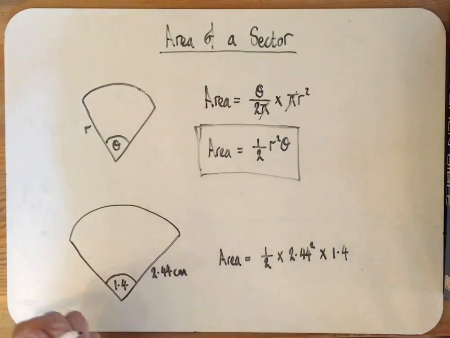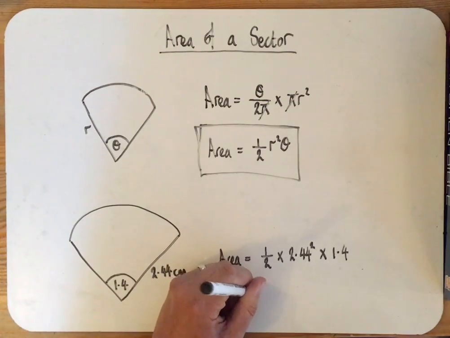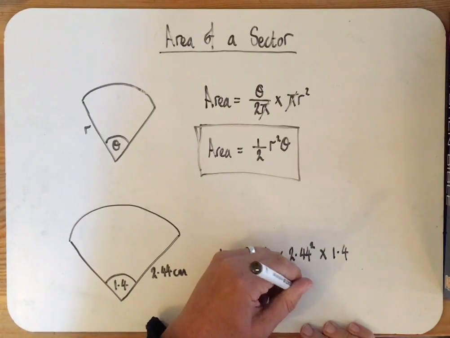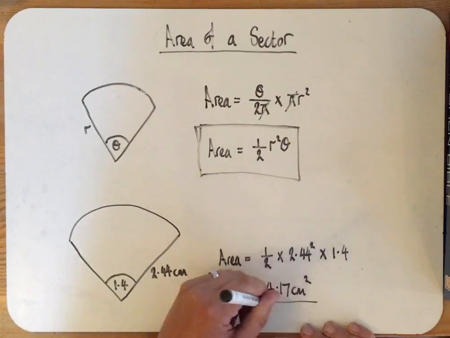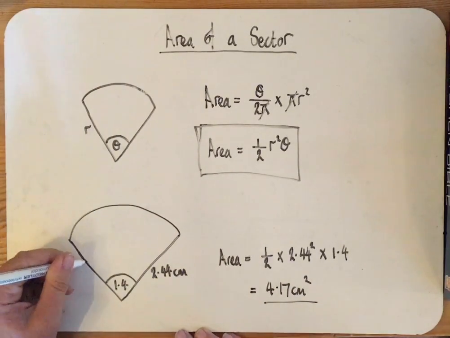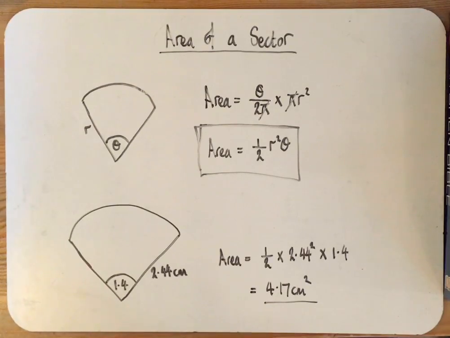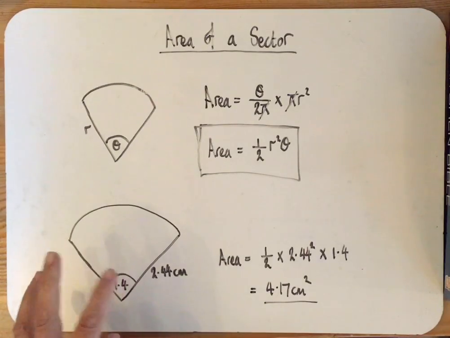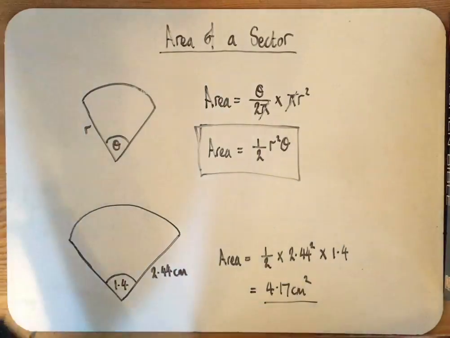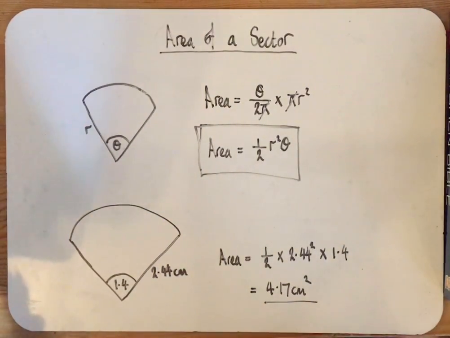So you don't convert it to degrees or anything, just like with the arc length, you just put it in as radians, and you end up with 4.17 centimetres squared. You can just put that into your calculator at that point there. So that should be quite straightforward, and then obviously given the area and an angle, you can get to the radius and so on. So that's area of a sector.